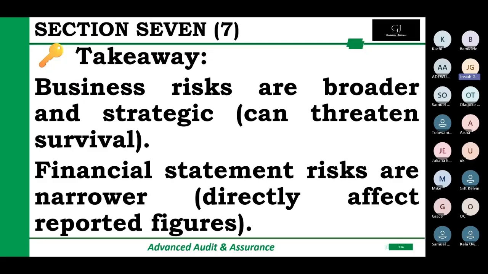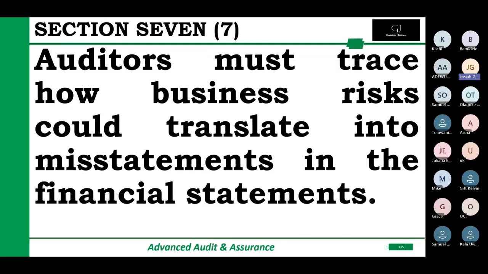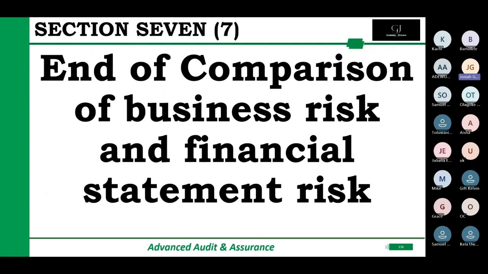While financial statement risks are narrower, they directly affect just reported numbers and figures in those books. So we need, as auditors, to trace how business risks can translate into misstatements in the financial statements. And that's generally what business risk is all about. So in comparing both of them, you must understand where they are coming from and what the value proposition of both is. So business risk is broader, financial statement risk is narrower. Please take note of that.